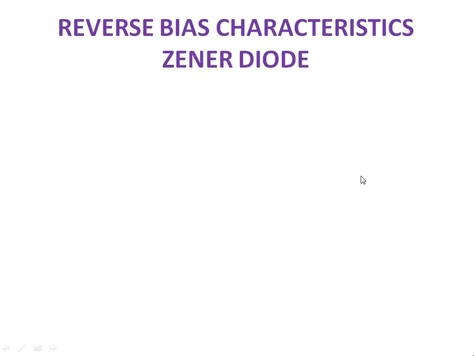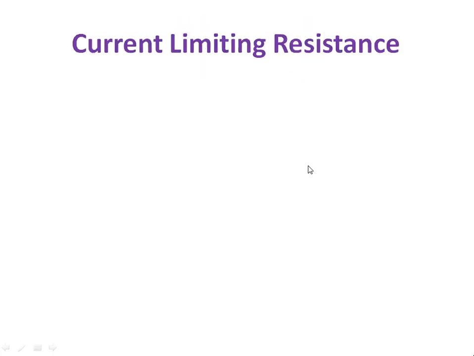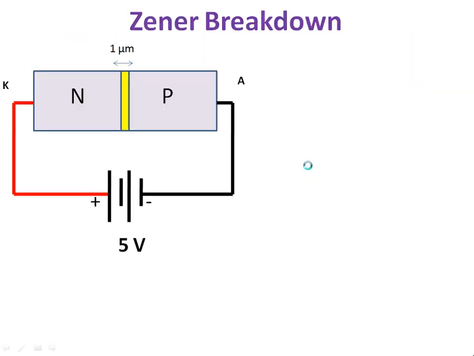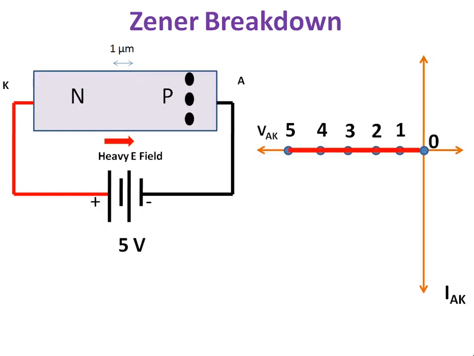Hello students, in this lecture we are going to discuss the reverse bias characteristics of a Zener diode. Already I have explained reverse bias characteristics to you. I hope you remember this presentation. So please look at the presentation.